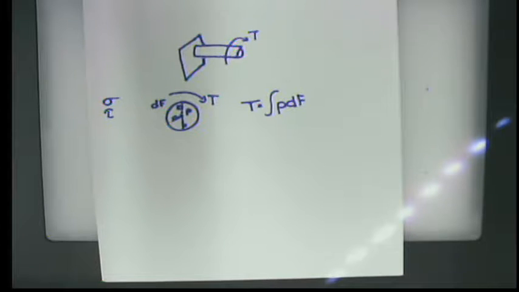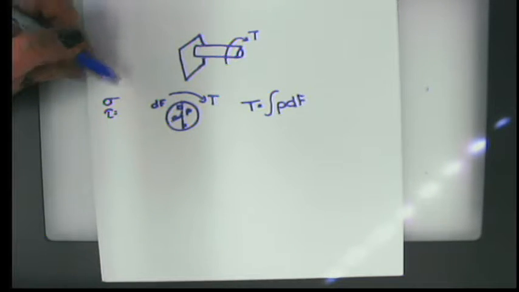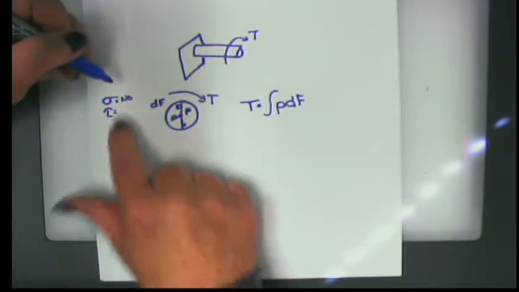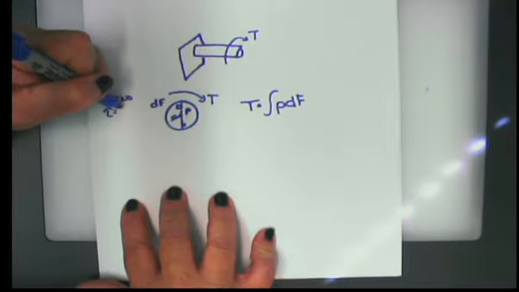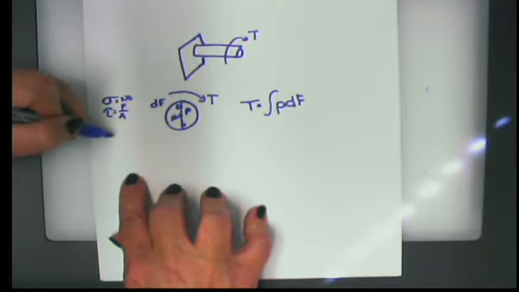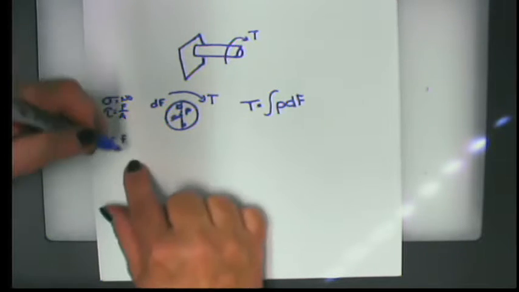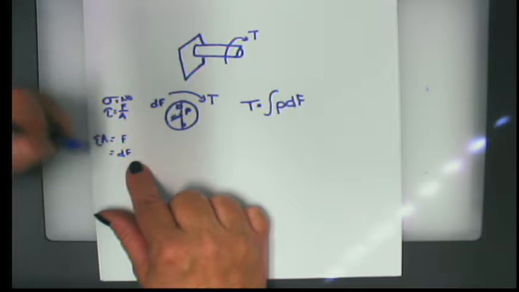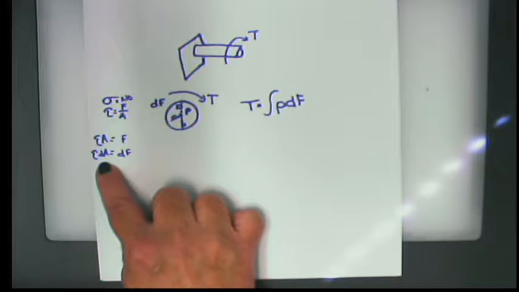Normal would pull, shearing would be on the same plane. So we know that we have a tau instead of a normal force. There's no normal force induced by a torque in this configuration. And we know that tau is equal to some sort of a force over some sort of an area, or we could say that force is equal to tau times area. Or we could further say that dF, if tau were constant, which we're making that assumption, would be equal to tau dA.